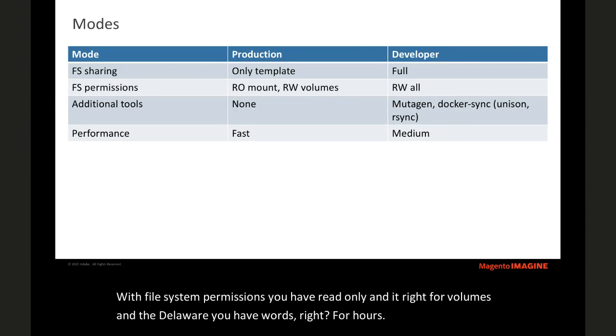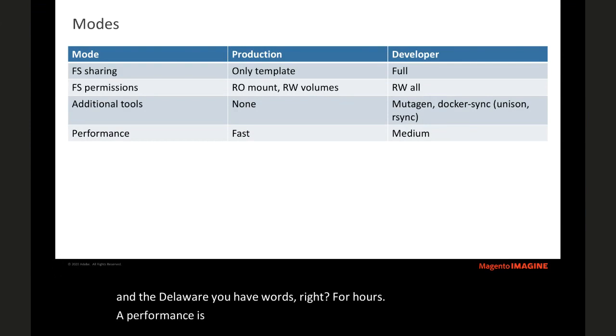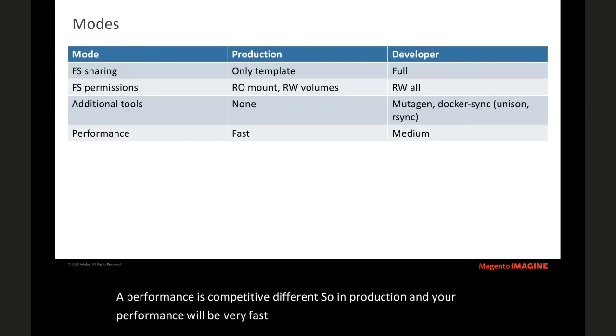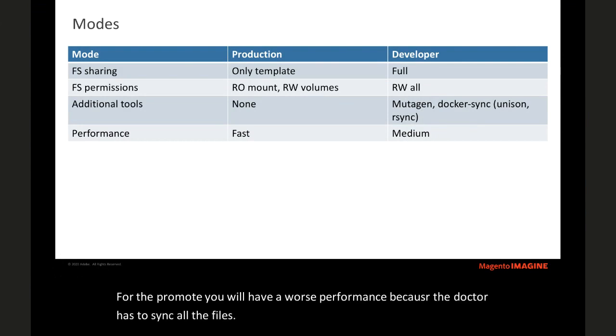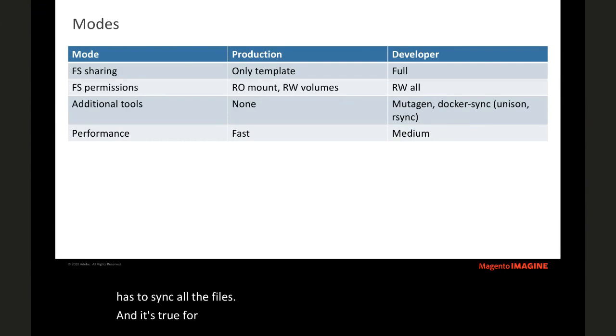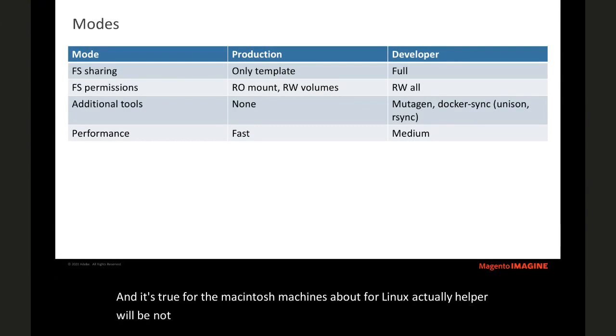Performance is comparatively different. In production, your performance will be very fast, and we really recommend it for your continuous integration pipelines. For developer mode, you will have worse performance because Docker has to sync a lot of files. And that's true for Macintosh machines, but for Linux, developer will be only slightly less performant than production because Linux is native.